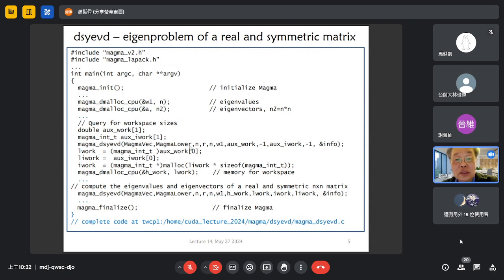After we get the query for the workspace, this is how this routine is called. And finally, you have to finalize Magma. Actually, all these prescriptions on how to call this routine are different in the cookbook.